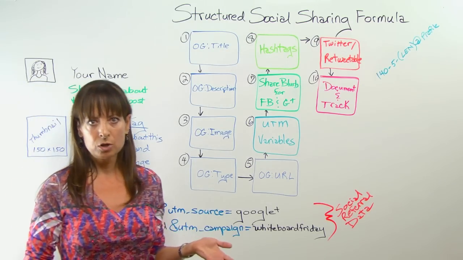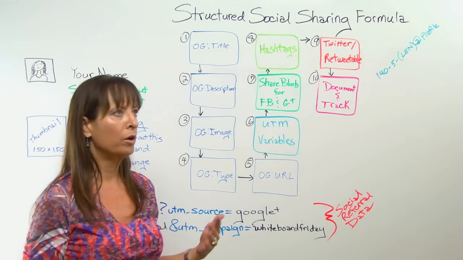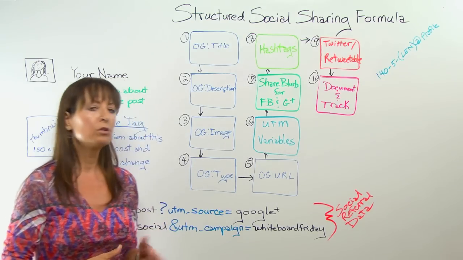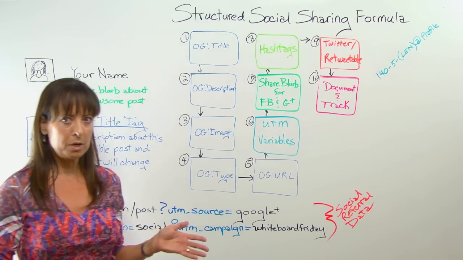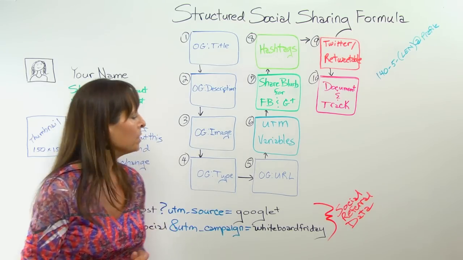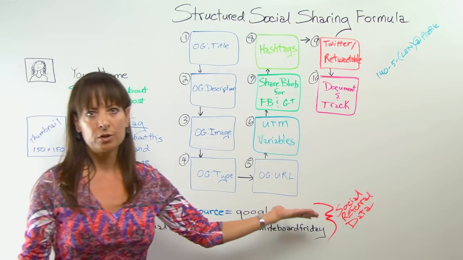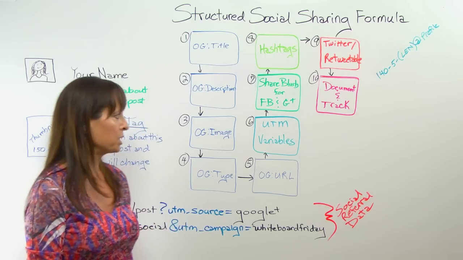The other values that you can look at are author, profile, book, video, and you can look more on ogp.me if you want to look up more about types. And on your URL, that's your canonical URL, so it's your permalink, so that's pretty easy.